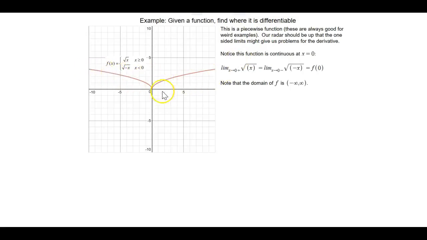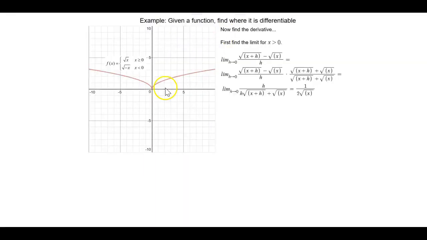So I have this piecewise function, and here's the definition of this function. So we want to find out where it's differentiable. Since it has that break, is it continuous? The graph doesn't break, but since the two pieces of the piecewise function are relative to 0, our radar needs to be up that weird things are happening around there. So this is continuous, and the domain is all real numbers. But now we're going to find the derivative and see what that function looks like.